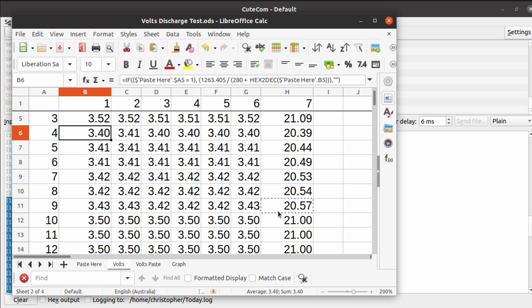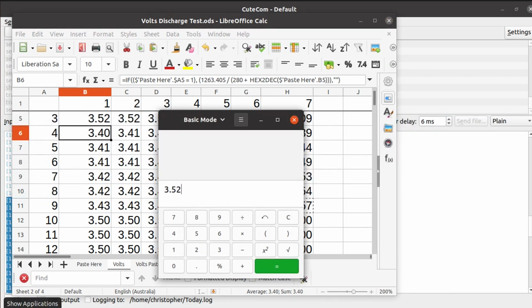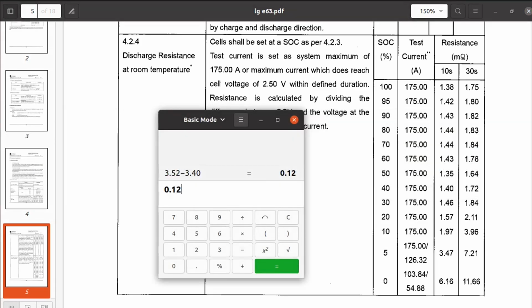Let's do some numbers. So 3.52 minus 3.40. That's our voltage. Now, what was our calculation again? Dividing the difference by the test current. So if we say it's 100 amps, that's 100 milliohms, 10 milliohms, 1.2 milliohms. That's very, very good compared to this table over here. So these cells look like they discharge very well.